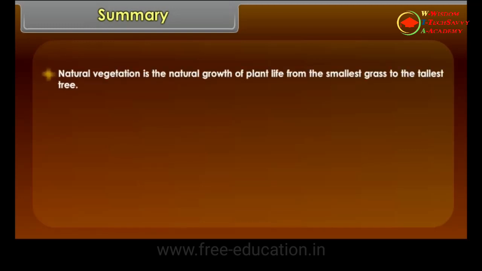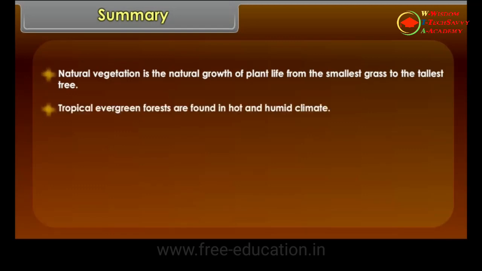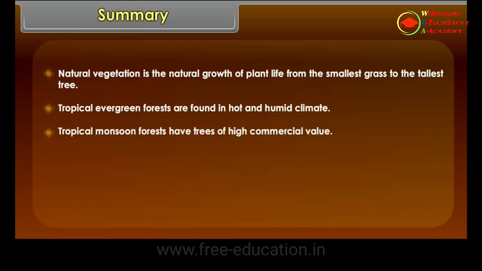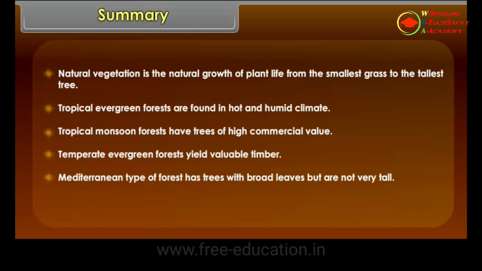Summary. Natural vegetation is the natural growth of plant life from the smallest grass to the tallest tree. Tropical evergreen forests are found in hot and humid climate. Tropical monsoon forests have trees of high commercial value. Temperate evergreen forests yield valuable timber. Mediterranean type of forest has trees with broad leaves but are not very tall.